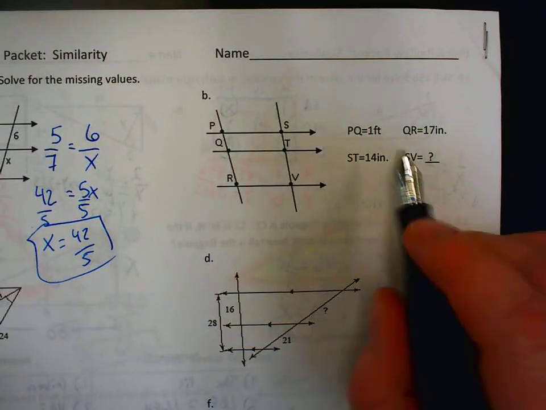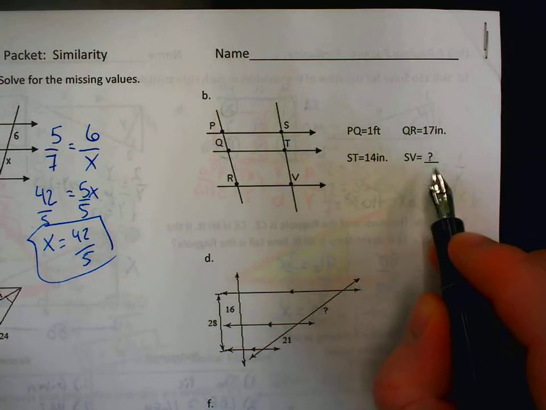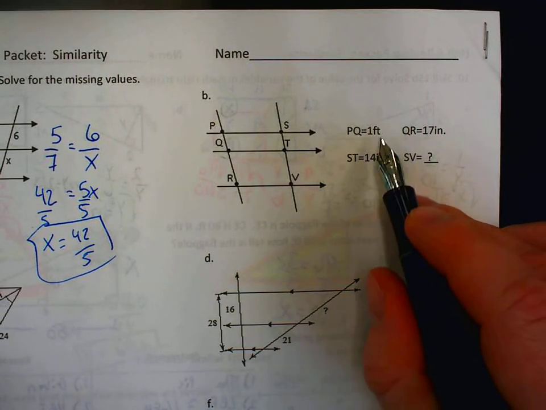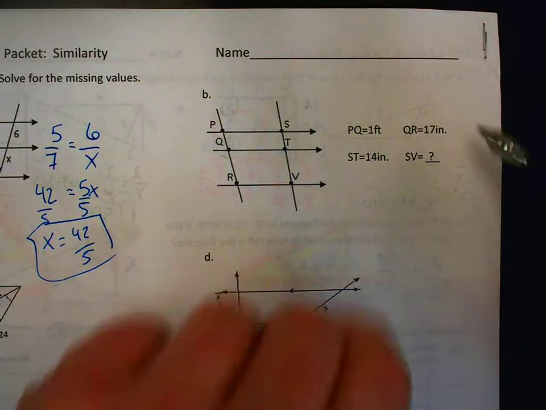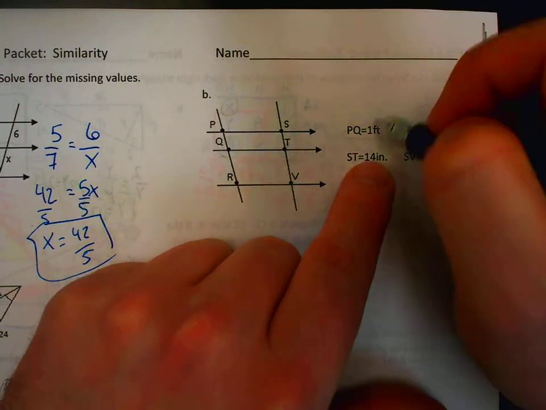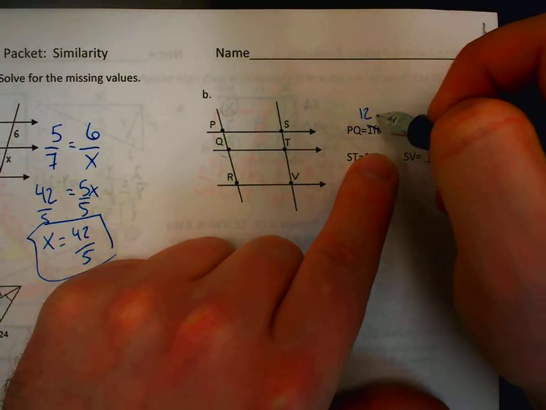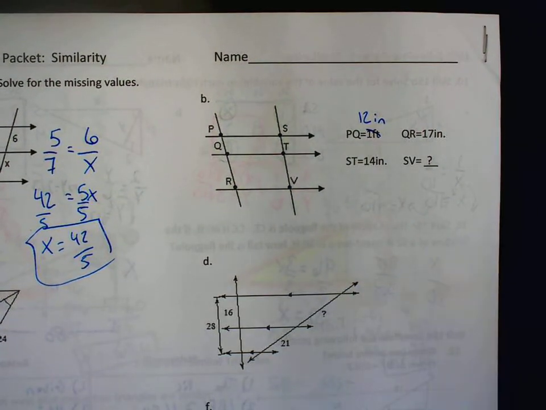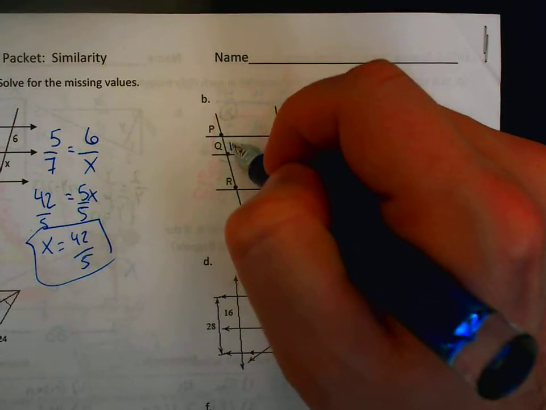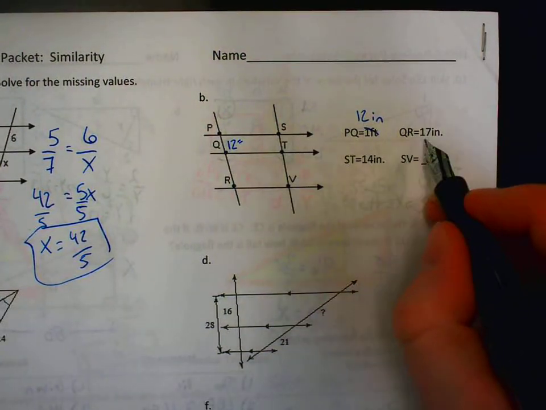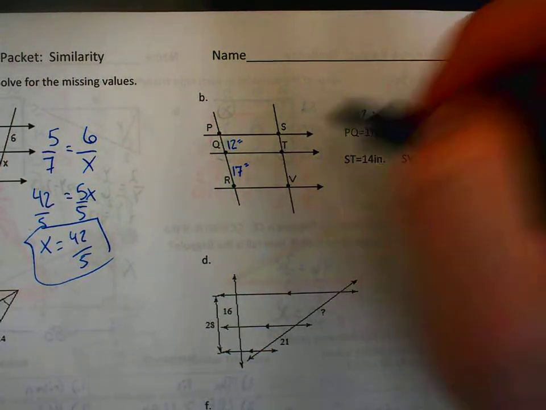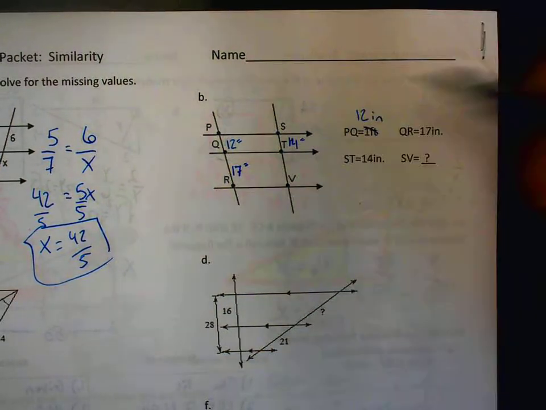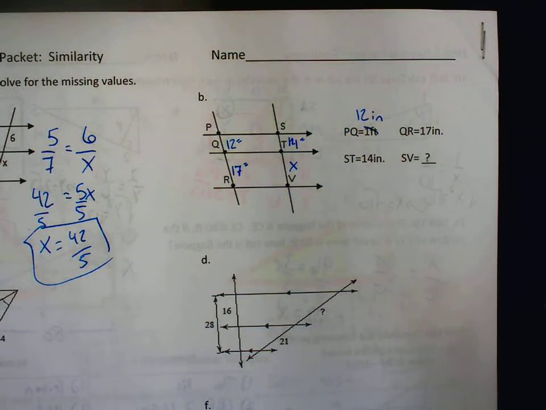B. Here we're given the lengths, and we have to find a missing value. So I have PQ as 1 foot, 14 inches, 17 inches. Since two of these values are in inches, it makes sense to just put the third one into inches as well. So that gives us PQ is 12 inches, QR 17 inches, ST 14 inches, and my unknown SV.